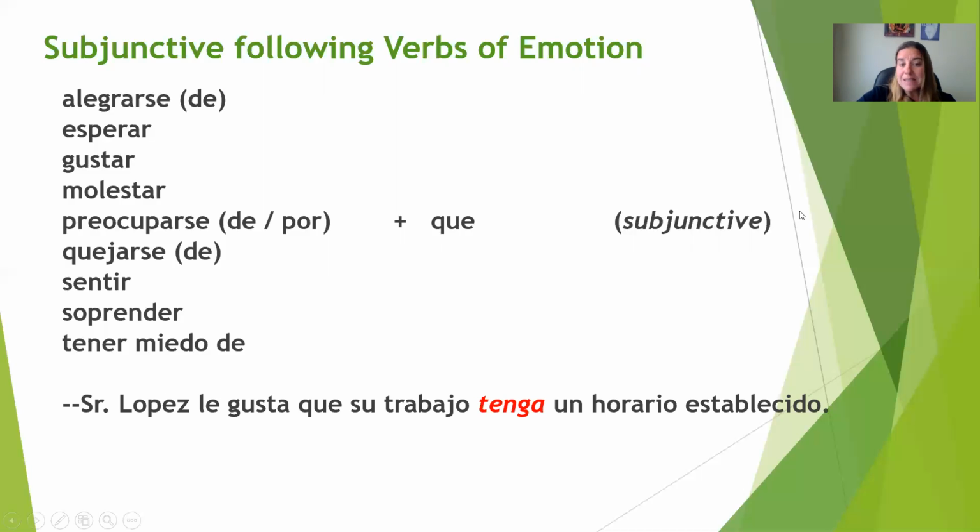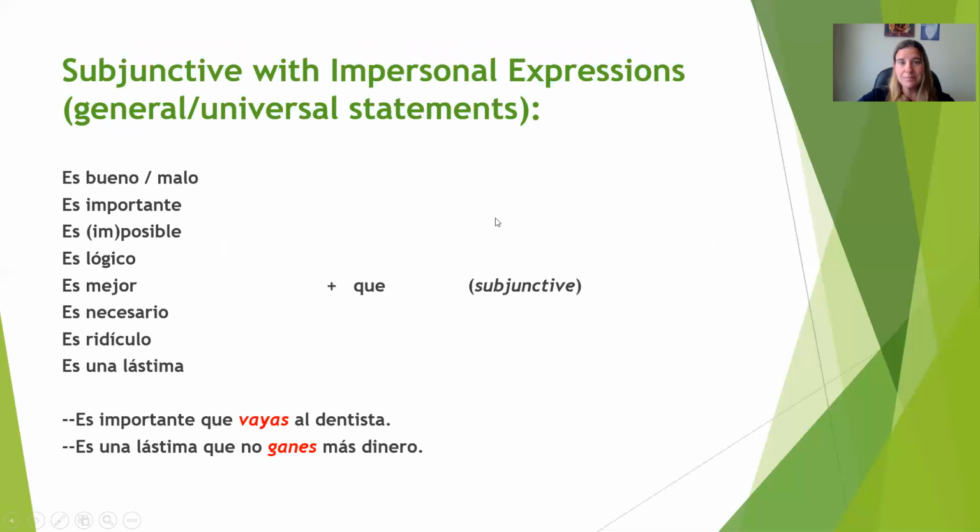Alegrarse de, esperar, gustar, molestar, preocuparse, quejarse is to complain. Sentir, to feel, sorprender, to be surprised, or tener miedo de, to be afraid of, and then que, and then whatever else the verb, the second verb is going to be pushed into the subjunctive. So, Señor López, le gusta que su trabajo tenga un horario establecido. He likes that his job has an established schedule. Yo espero que lo pases bien. I hope you have a good time.